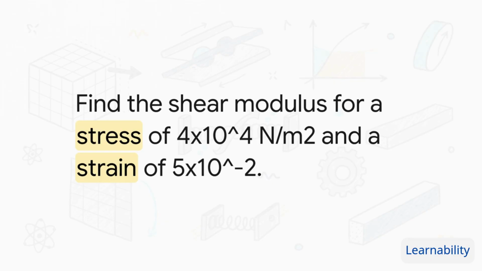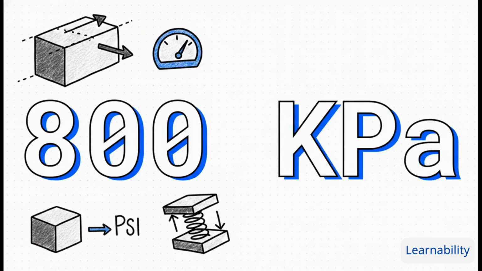To find the shear modulus, it's pretty straightforward. We just divide that stress by that strain. And our resulting value comes out to a bold 800 kilopascals. The shear modulus is measured in pascals, which, if you remember, is the standard SI unit of pressure. In this setup, our math gives us 8 × 10^5 pascals, simplifying perfectly to 800 kilopascals. Or, if you're working with English units, you'd calculate this in PSI, pounds per square inch.